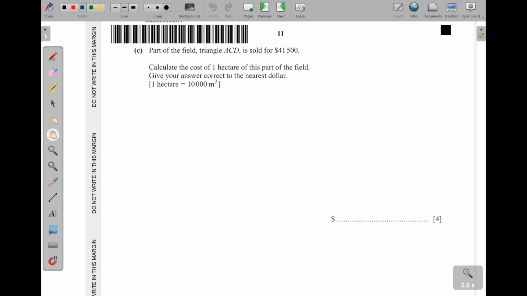Okay. Then part C, the same part of the field, triangle ACD, is sold for $41,500. Calculate the cost of 1 hectare of this part of the field. Give your answer correct to the nearest dollar. 1 hectare is equal to 10,000 meters squared.